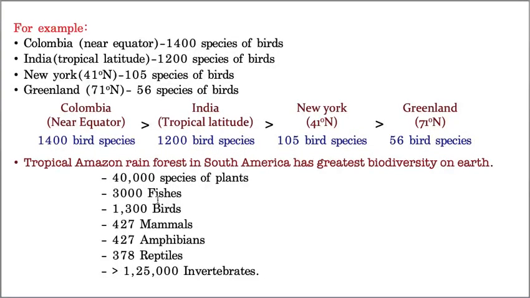Whereas 3,000 species of fishes, which means very, very less. Please understand, 3,000 species of fishes. 1,300 species of birds, 427 species of mammals, 427 species of amphibians, 378 species of reptiles, and 1,25,000. Just imagine, 1,25,000 invertebrate species are there in this tropical Amazon rainforest located in South America.